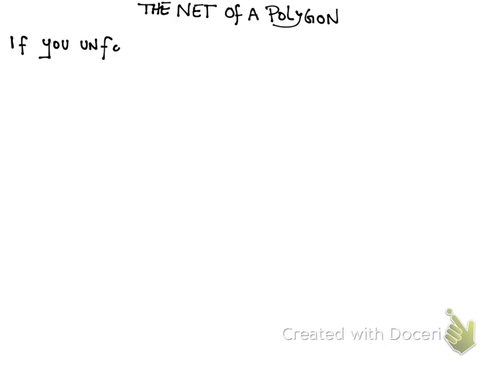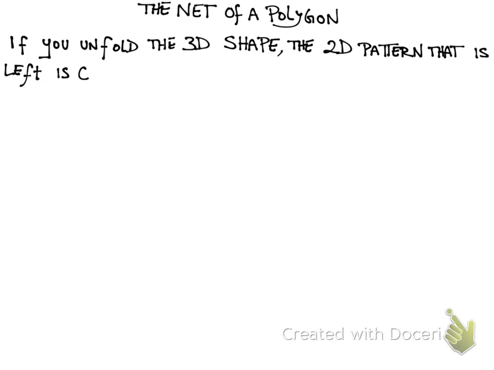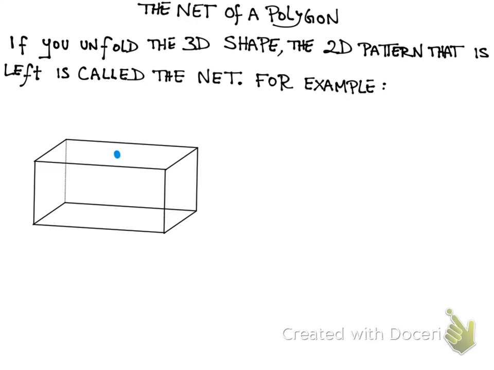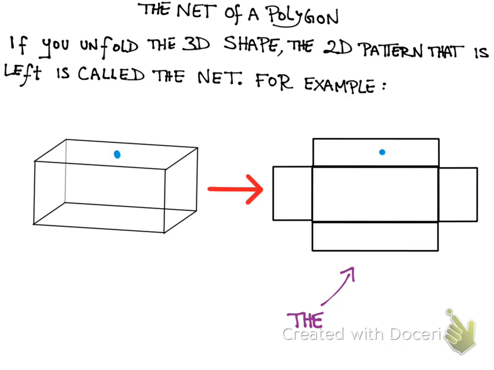The net of a polygon is what happens when you unfold a 3D shape. When you unfold a 3D shape, it turns into a two-dimensional pattern, and we call that the net. So if I have this box, and I've put a blue dot at the top of this box, this will become the net you see to the right. The blue dot represents the top part of the box. We call this the net of the prism.